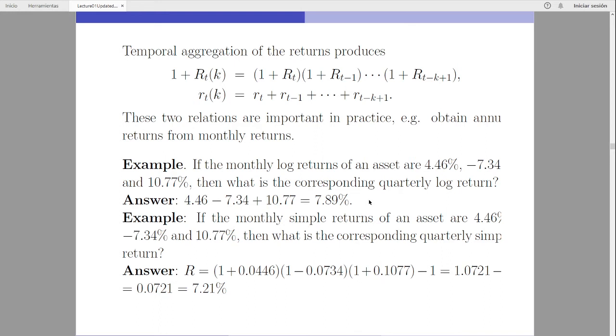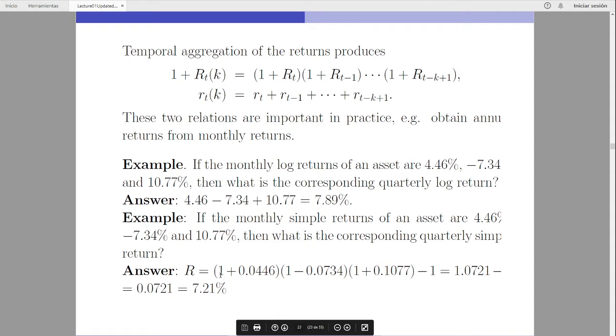Okay, for another one, now with simple returns, we have these simple returns: 4.46, minus 7.34, and 10.77. What is the corresponding net return or simple return? Okay, we will use this formula above. And in this case, we will just take this one and put it here to use in the calculations.